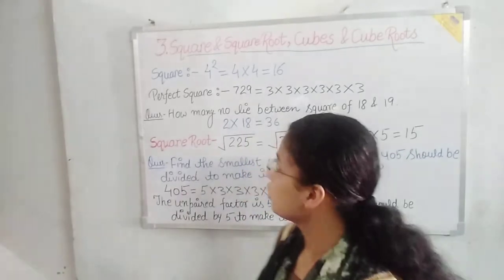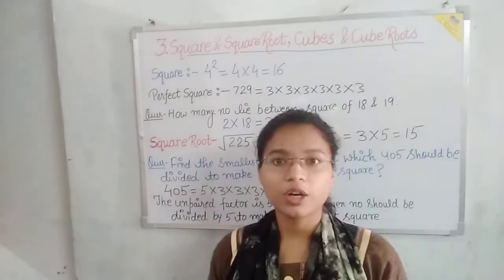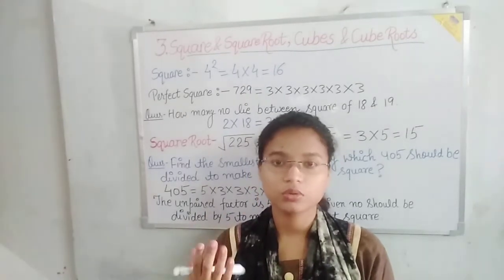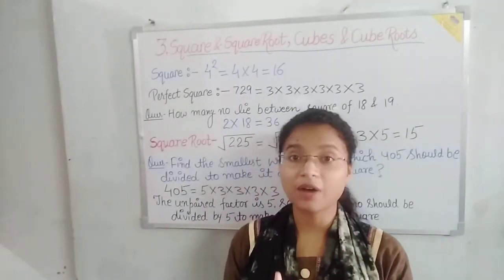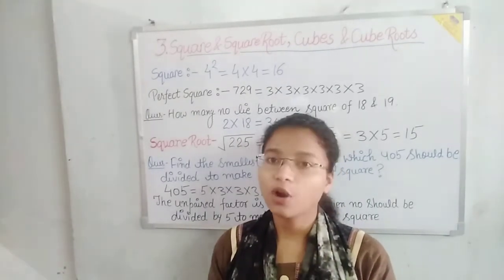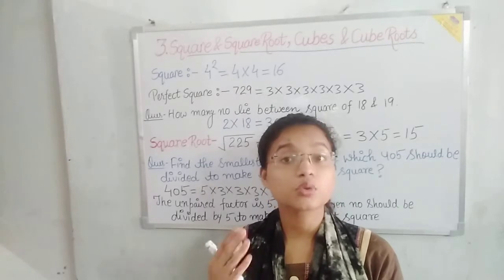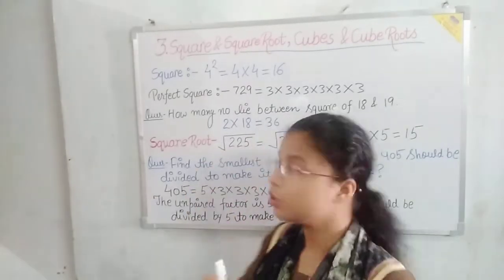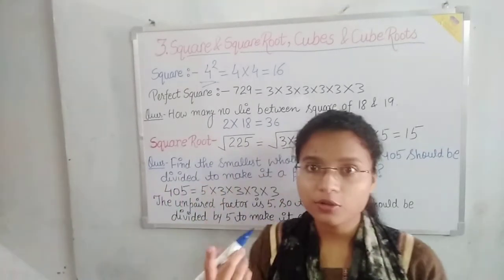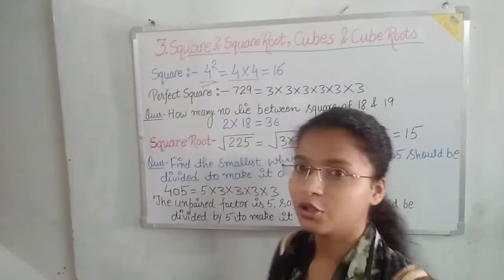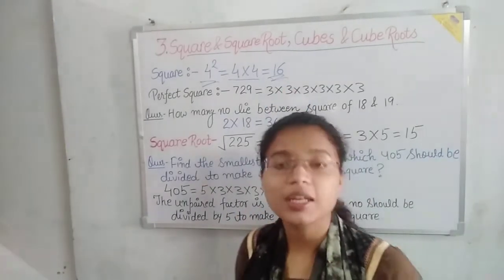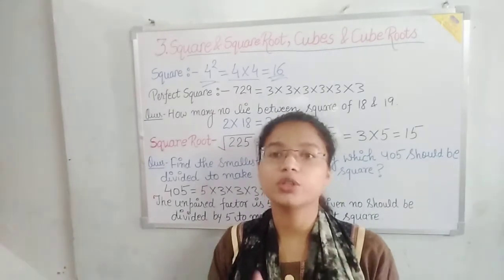Suppose a question is, what will be the square of 4? Square means the power of 2. Remember this, square means the power of 2 and cube means the power of 3. So what will be the square of 4? Square of 4 means 4 to the power 2, which can also be written as 4 into 4. When you multiply it, you get 16. That means the square of 4 is equal to 16.